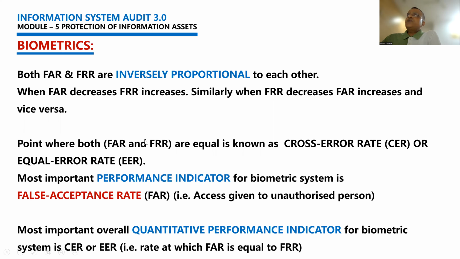The point where both the false acceptance rate and the false rejection rate are equal is known as the cross error or equal error rate, EER. The most important performance indicator for biometrics is the false acceptance rate, that is, access given to an unauthorized person. This is very alarming. For example, if you're working in a bank where thousands of employees are there, and for the regional office and the head office, where everyone is using biometrics for accessing the various departments of the bank, and if the false acceptance rate goes up, that means unauthorized people are getting access to certain privileges. Then it is very alarming because this indicates the malfunctioning of the biometric system. So the most important overall quantitative performance indicator for a biometric system is CER or EER, that is, the rate at which FAR is equal to FRR. So this is an important point: if you want to check the quantitative performance indicator, you have to check for CER.